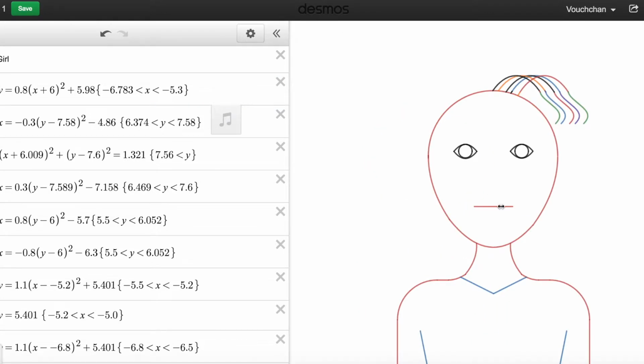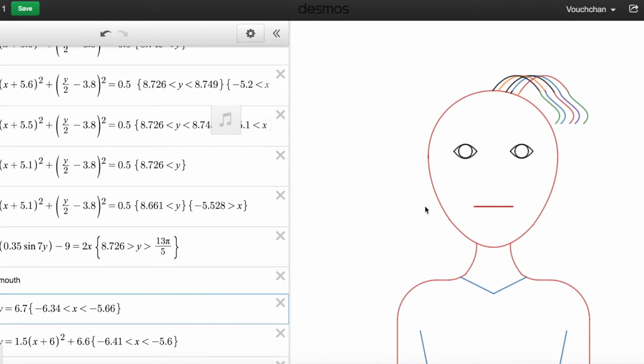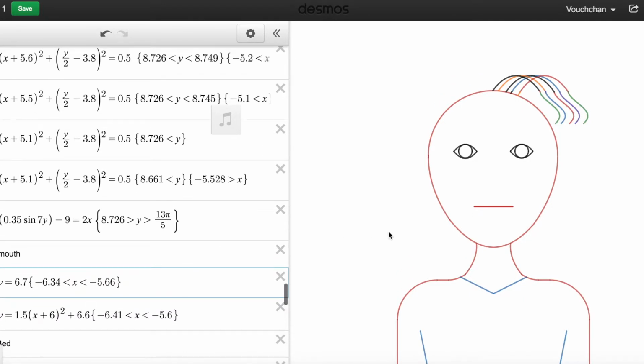As you can see, for the lips, I use a straight line, so I use the equation of a straight line, which is y equals x plus a number. So in this case, I use y equals a number, which is 6.7, and I want to limit the line into a smaller one, so I limit the domain of my equation, which is negative 6.34 smaller than x, and x is smaller than negative 5.66.